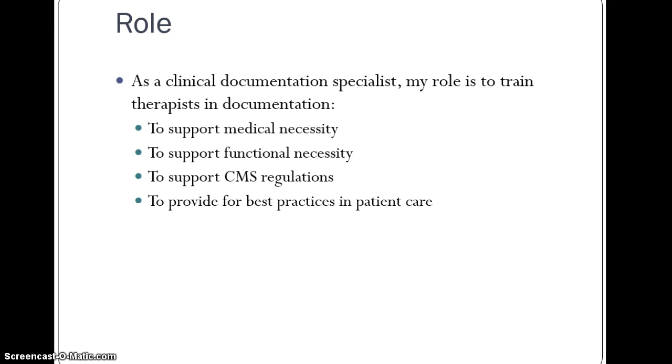As a clinical documentation specialist, my role is to train occupational therapists in documentation that supports medical and functional necessity, that supports the Medicare regulations, and provides for the best practices in patient care. That is why I chose this article to report on for my extra credit project.